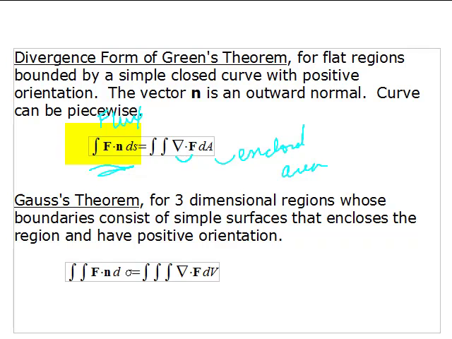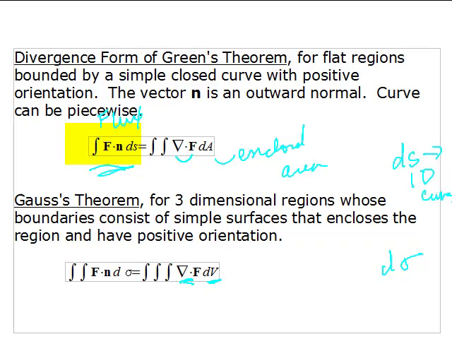Here it is in 3 dimensions. I use some notations here; I try to be kind of standard about it. ds and delta s were 1D curves. Sigma is a surface. Now in 3D, the enclosed area is a volume. That's why you see dV here. But this is the divergence.